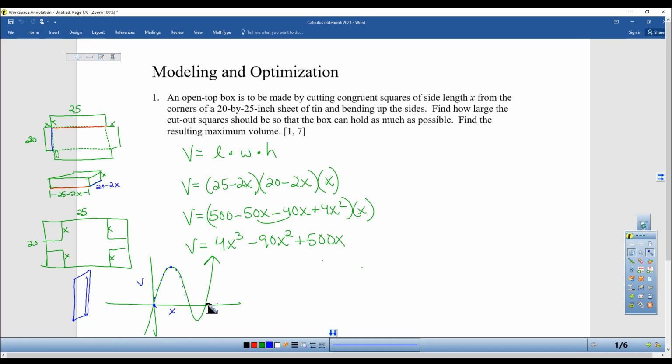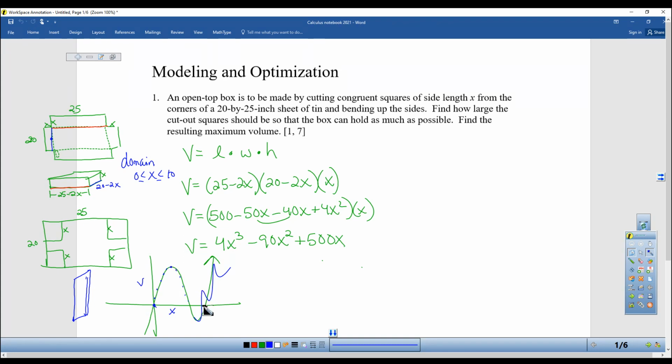Now, what do these numbers represent? Those numbers represent the fact that there is a domain. There's only so much that you can cut out of it. So once you reach 10, you have no more box because the length of this side is only 20. So the most that you're going to cut out is going to be 10. You can write equal to, but then the volume will be 0 if you actually cut out 0 or cut out 10. So we can only look at this until 10, and then this part of the graph isn't going to matter to us.